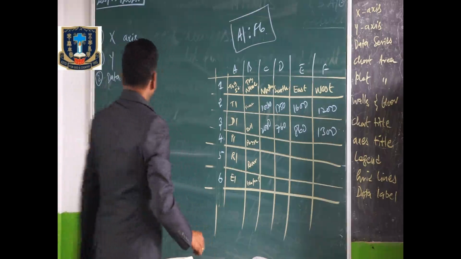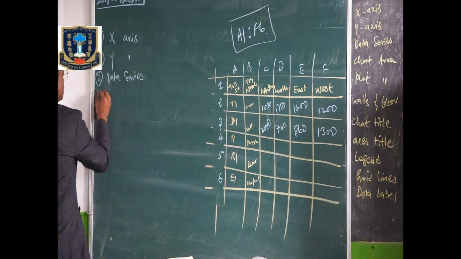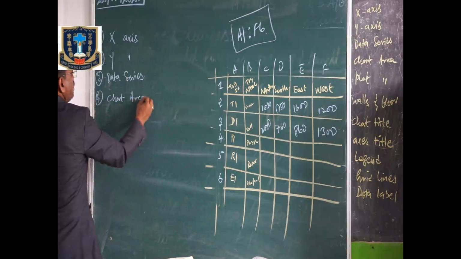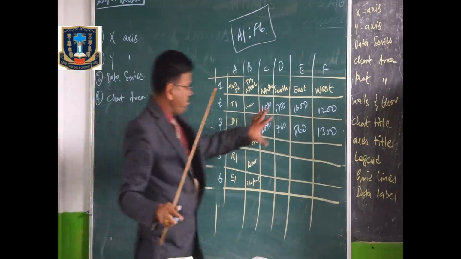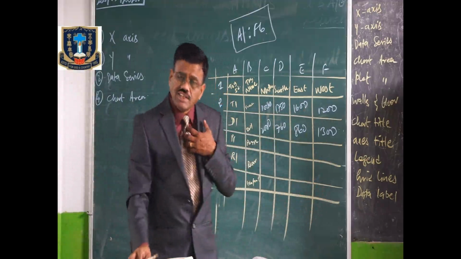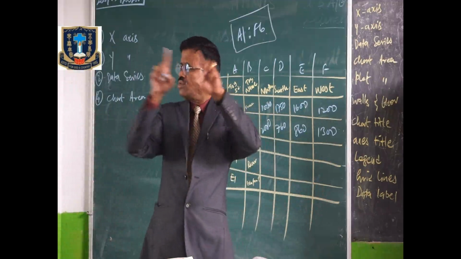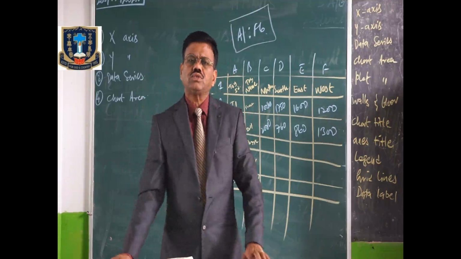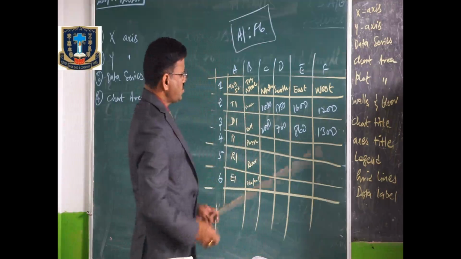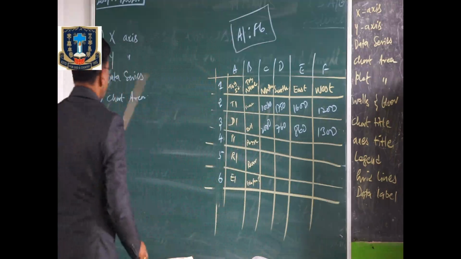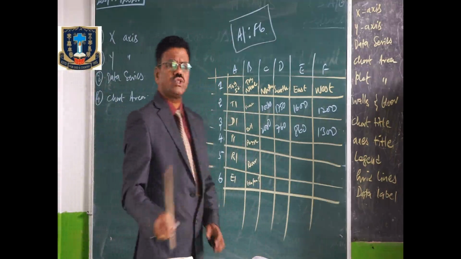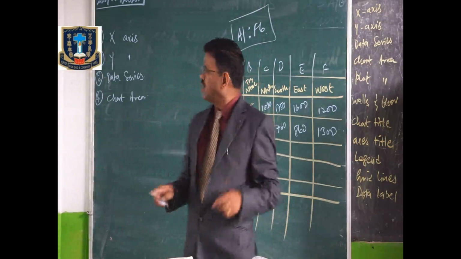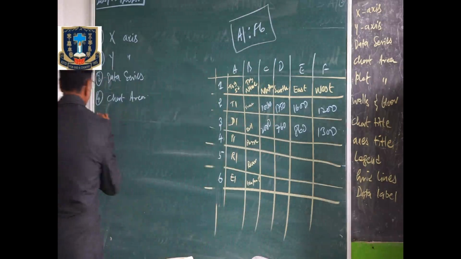Right? Then chart area. What do you mean by chart area? Based on the numbers fed by the user, it is going to plot the diagram on an area. That area is known as the chart area. Is this clear, boys and girls? This is the fourth one. What is the fifth one? It is called the plot area. There is a difference between the chart area and plot area.